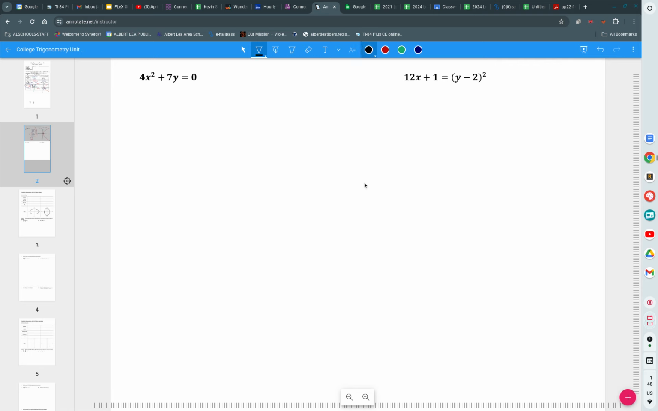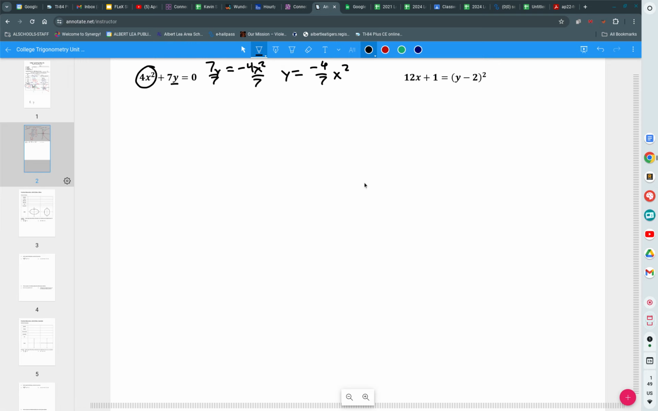Because it's a vertical parabola, we know it's vertical because the x is being squared. That means we need to solve for y. So if I subtract the 4x squared, I get 7y is equal to negative 4x squared. Then I divide by 7, and I get y is equal to negative 4 over 7 times x squared. So this is a vertical parabola, and it is a negative 4 over 7, so it goes down. Are there any questions about how I know what to solve for?